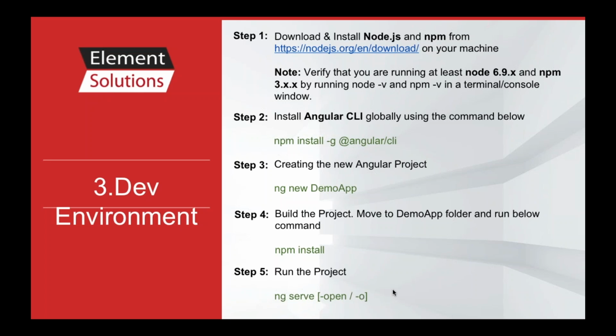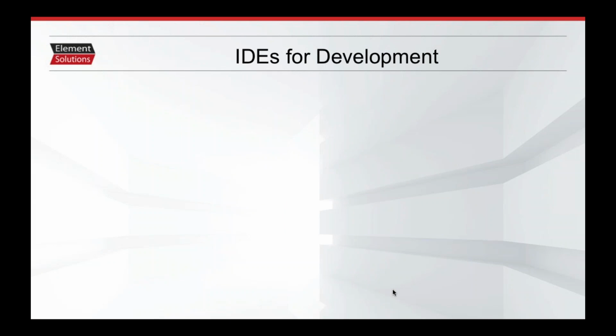ng serve is the command for starting the server. Angular comes with a default server within it. The web application automatically gets deployed into that, and we should be able to access the URL. The open or -o is an argument. That is optional. If you provide that, it automatically opens the browser and opens the URL in the browser. So the installation is pretty much straightforward. It's as simple as double clicking some downloaded file.